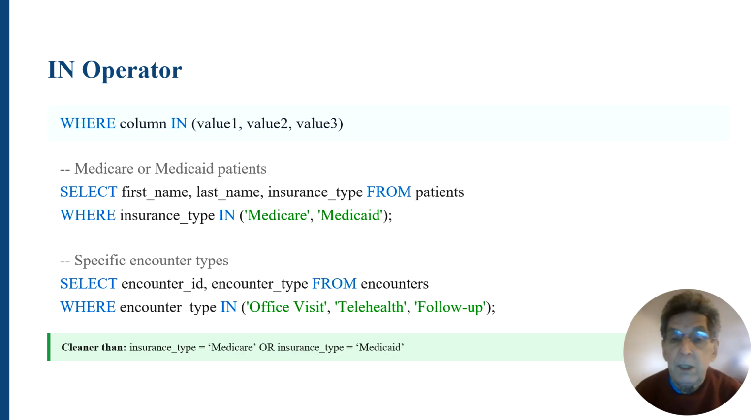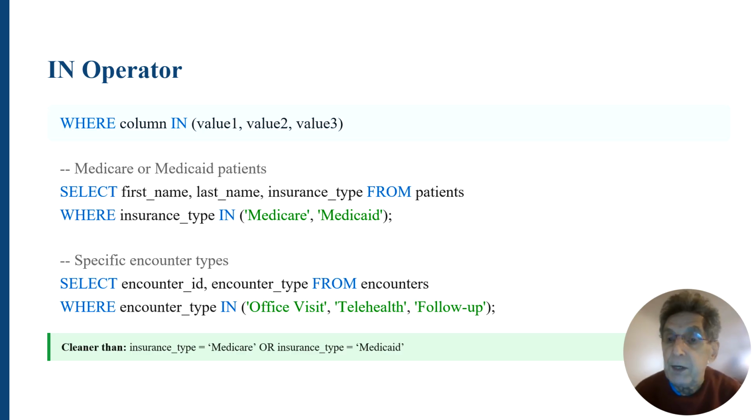Here's another powerful operator, the IN operator. It's essentially a shorthand for multiple ORs. Instead of writing insurance type equals Medicare OR insurance type equals Medicaid, you can write insurance type IN, and then follow it with a parenthesized list of the values that you want to retrieve.